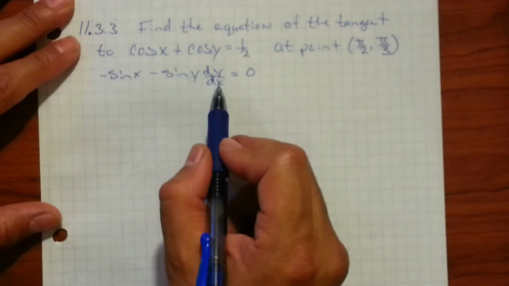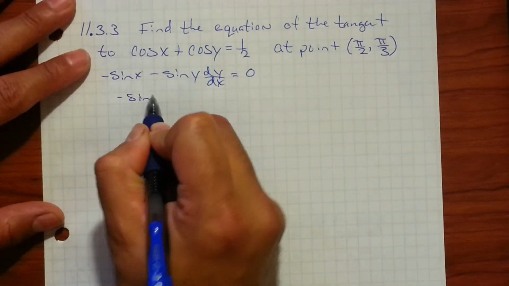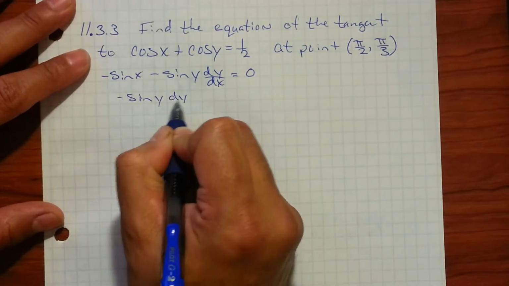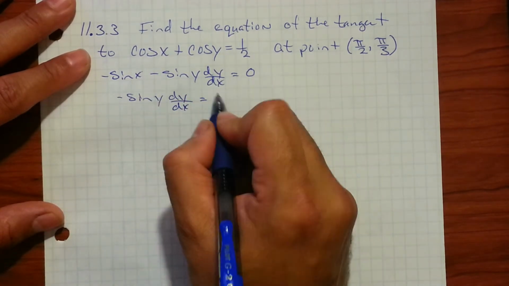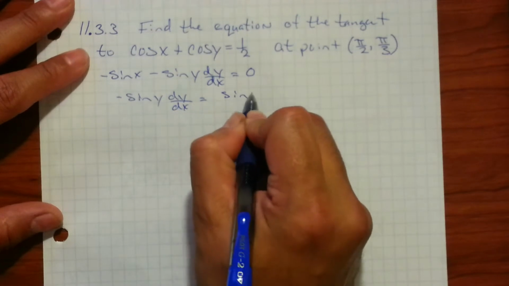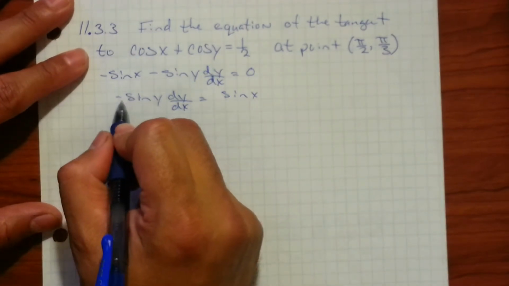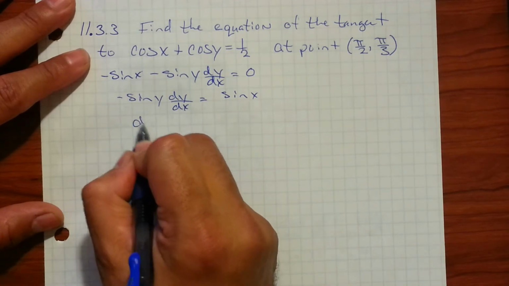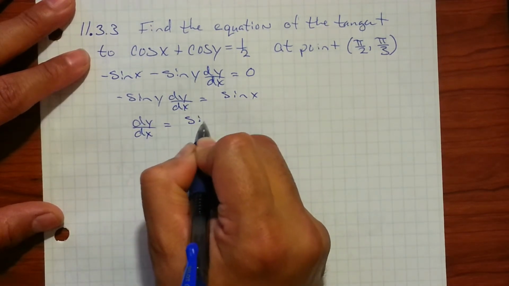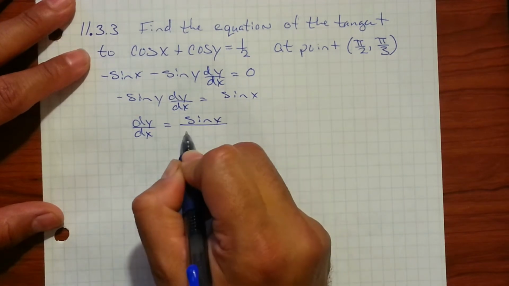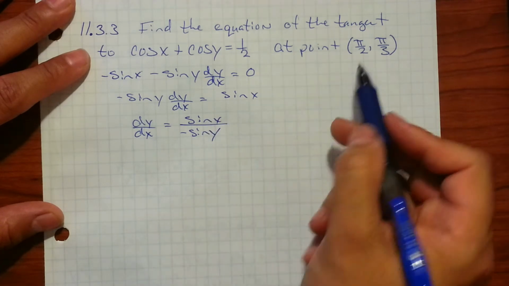So let's go ahead and move this over. So for right here, move that over, so I get negative sine y dy/dx is equal to, if I move that over there, I get positive sine x. Divide both sides by negative sine y, so I get dy/dx is equal to sine x over negative sine y.